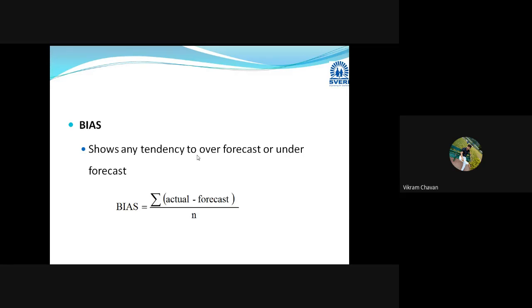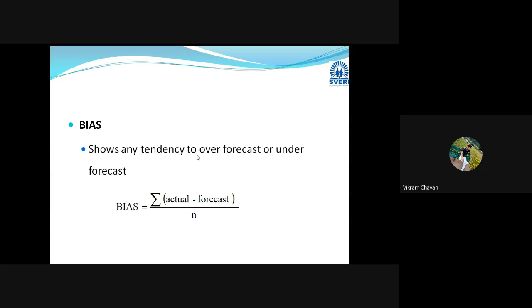We have seen the cumulative forecasting error, which consists of positive errors and negative errors, and we calculate the total cumulative error. Now this bias will be useful to find out the tendency to over forecast or under forecast. So how do we determine whether our forecasting is over forecasting or under forecasting? That will be understood by the forecaster by using this bias error.